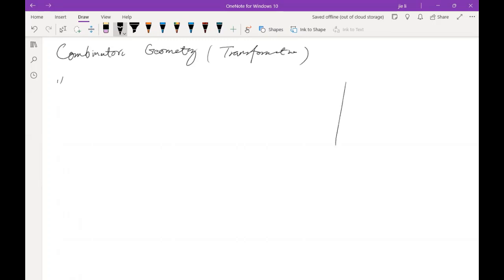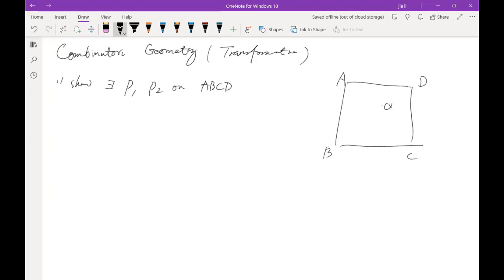If we have a square ABCD, and you have a point Q inside this ABCD, and then you are asked to show there exist P1, P2 on the sides of ABCD such that Q is the midpoint of P1, P2.